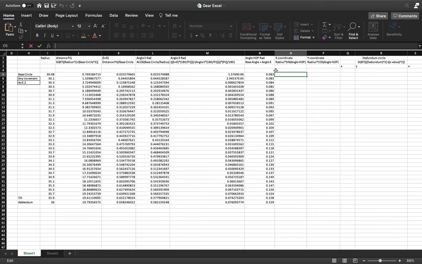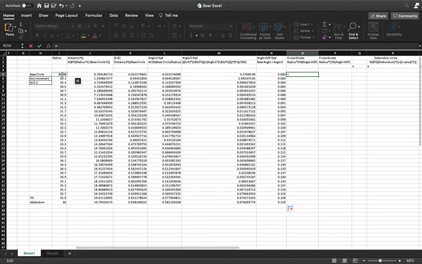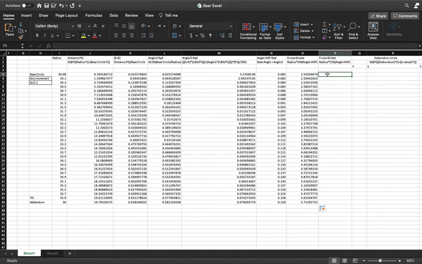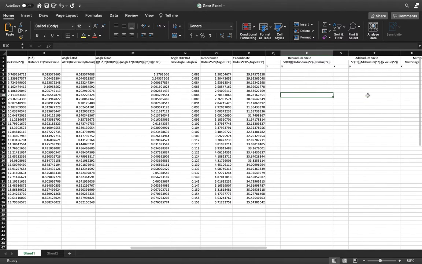We know the angle, we know the constantly changing radius, so that's what we're going to do. It's equal to the radius multiplied by sine the angle HOP. As it's constantly changing, radius multiplied by cosine angle HOP. Now, so far so good.